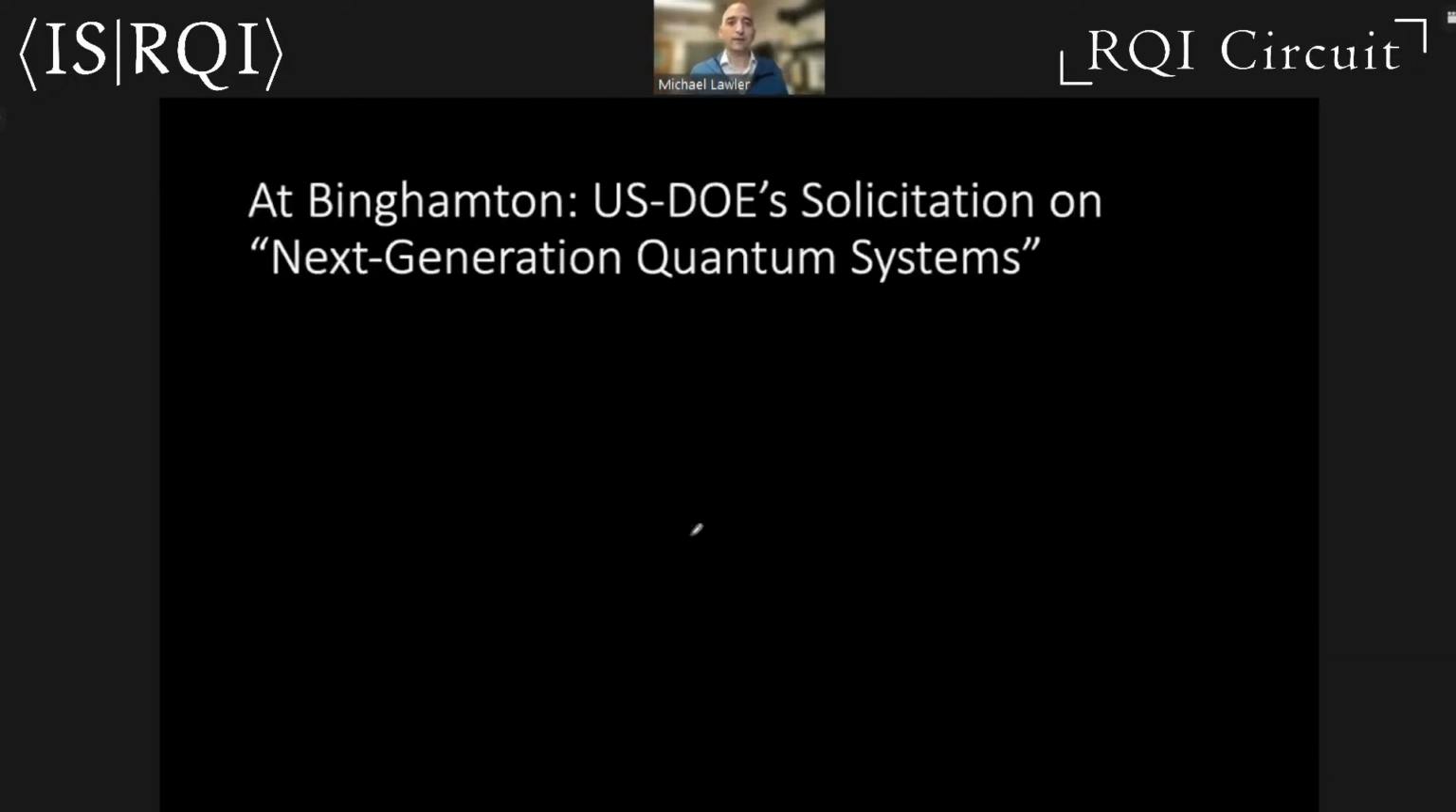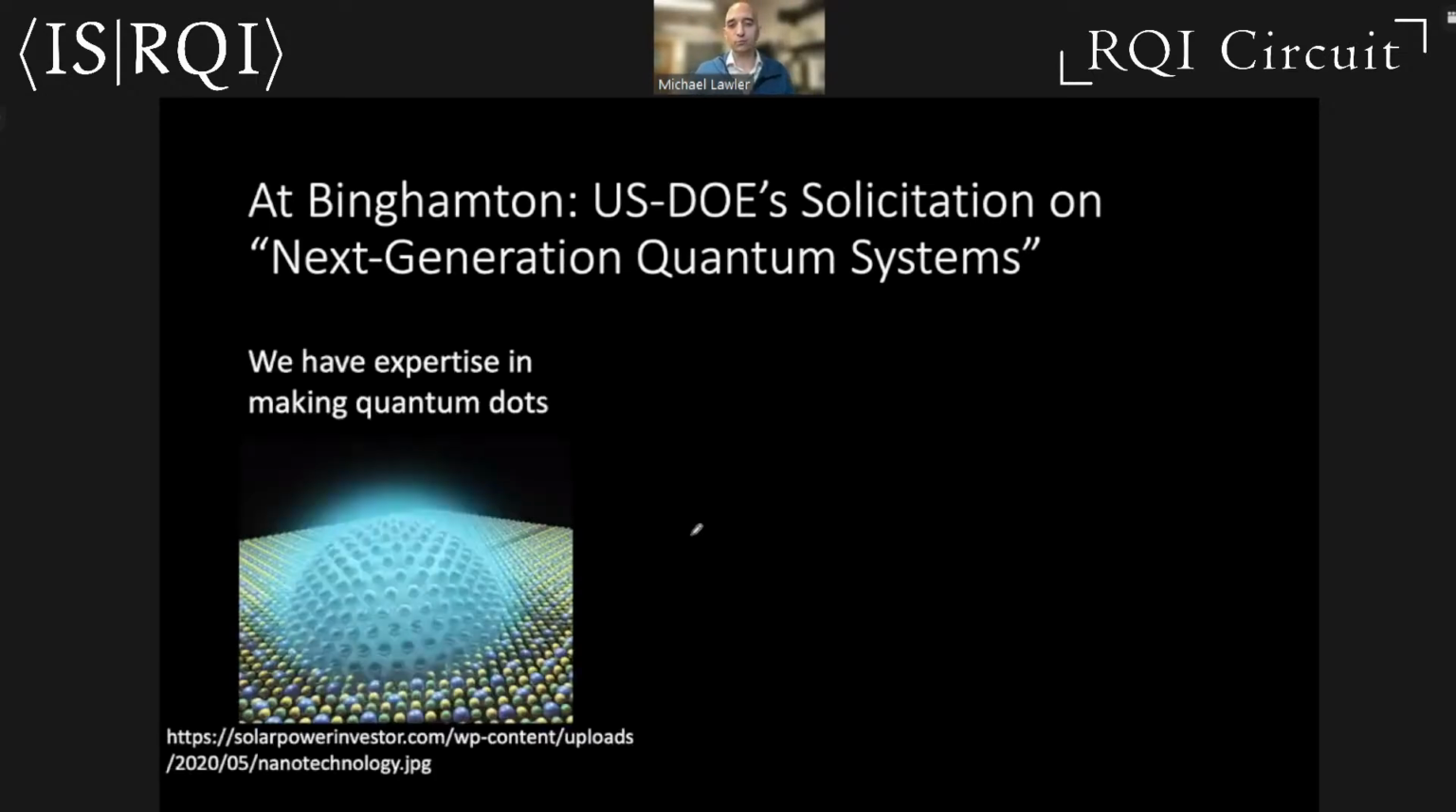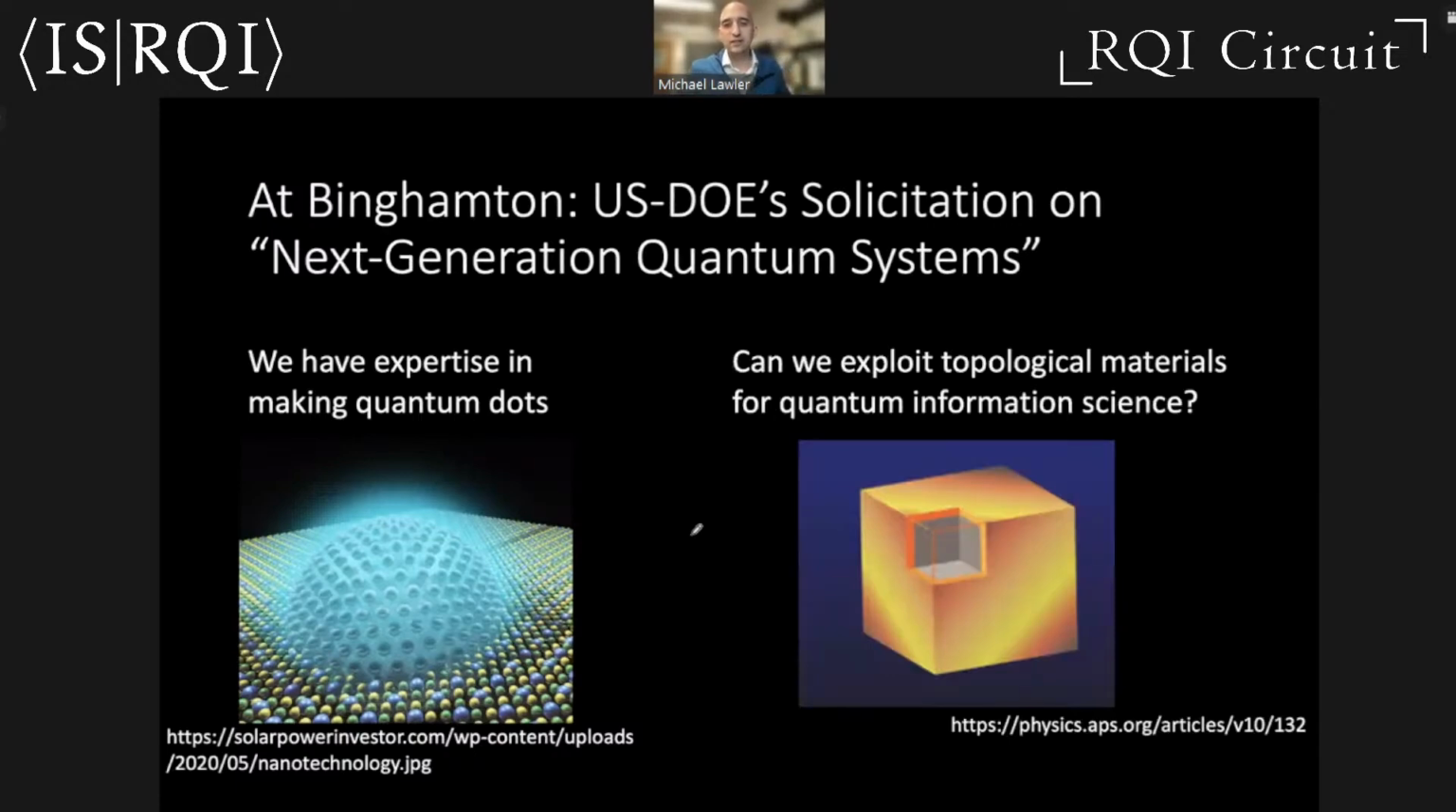So several years ago at Binghamton, we were responding to one of the U.S. Department of Energy's solicitations. This one was on next generation quantum systems. And at Binghamton, some of us in the team were pretty good at making quantum dots, which could host a qubit, a spin qubit. So it's just a lump of material, and you put some spin impurities inside. It's a well-established technology. And we were wondering how we could use these quantum dots to build next-generation quantum systems. And we thought, what if we could exploit the fancy properties of topological materials in order to help these qubits communicate, in order to progress quantum information science.